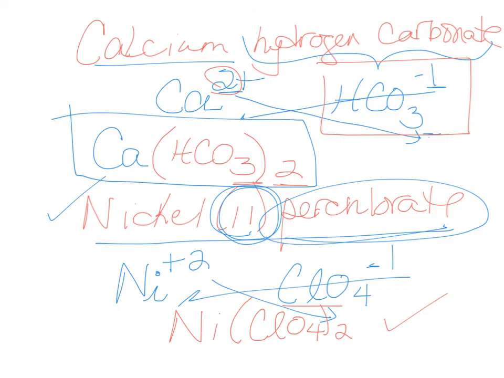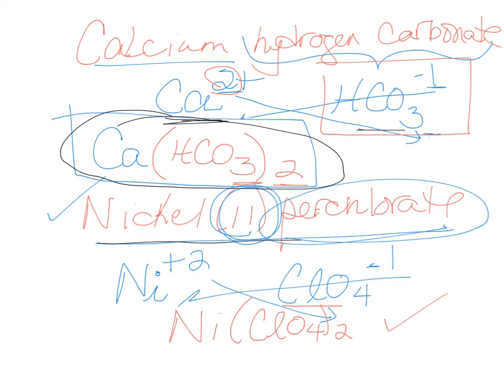All right, so the correct formula for calcium hydrogen carbonate is right here. You can see I did the two-step process where I wrote the cation and anion with their charge, and then I crisscrossed. Same with nickel perchlorate. Wrote the individual ions with their charges and then crisscrossed.